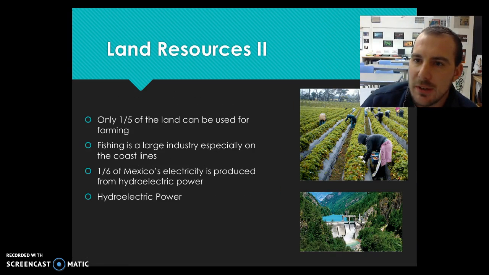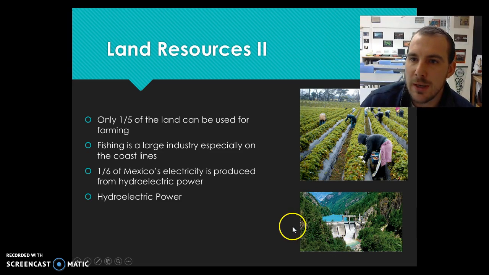One of the problems that Mexico faces is that, looking back at the map before, you could tell because of the dry area of Mexico, only about 1/5 of the land can be used for farming. Fishing is a large industry, especially on the coast, and 1/6 of the entire electricity in Mexico is produced from hydroelectric power. And obviously, we talked about hydroelectric power earlier. It's using water to create energy.